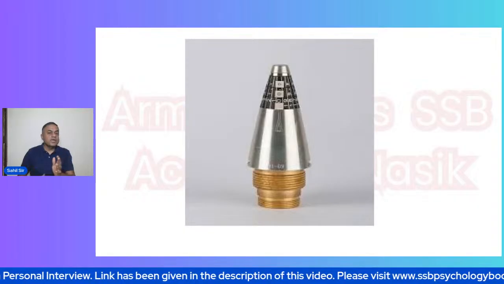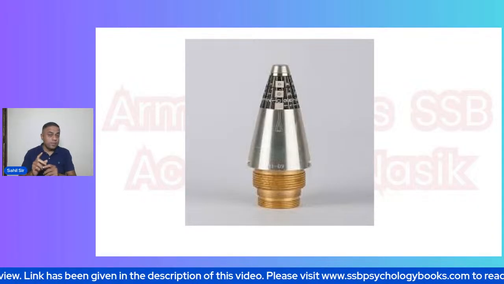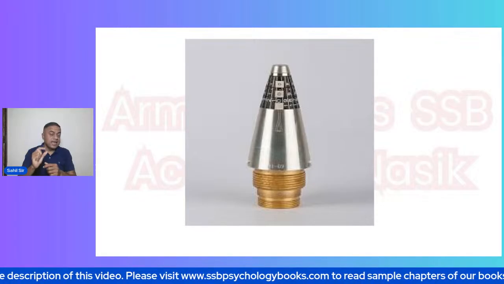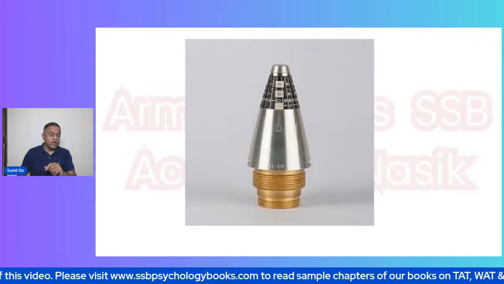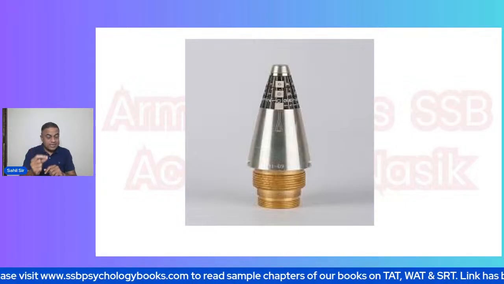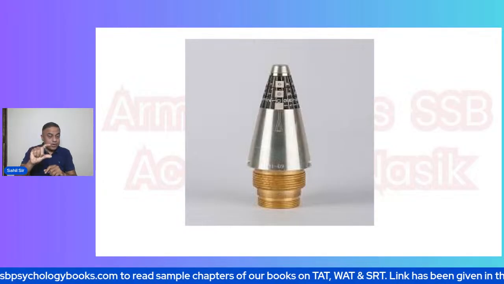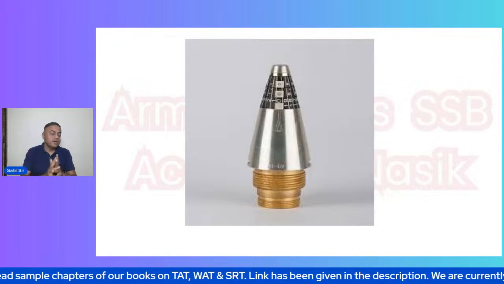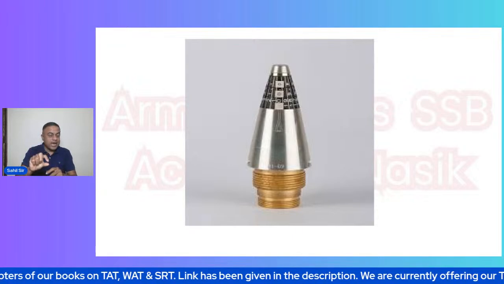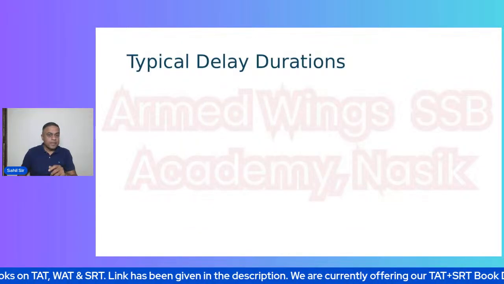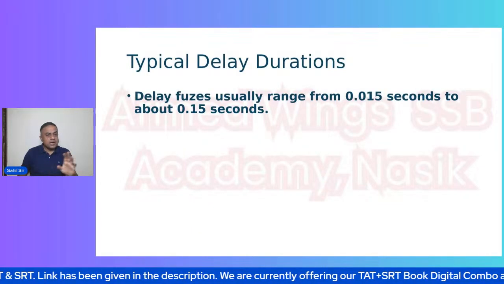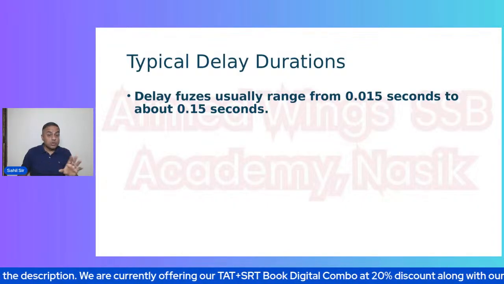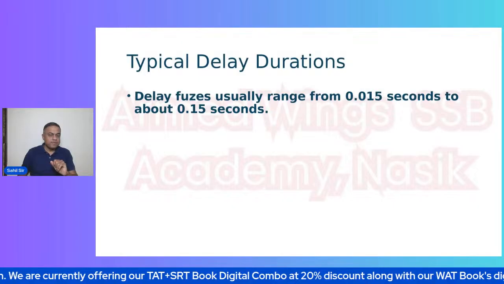Now here you can see on this particular fuse, on the top, you will see the dials are there. You can rotate those dials and accordingly select what kind of time delay you want. Now when you rotate this dial, inside how it works is it reduces or increases the size of that tube or that capsule of the pyrotechnic charge, and that's how the time gets increased or decreased. Okay. Typical delay durations: delay fuses usually range from 0.015 seconds to about 0.15 seconds.